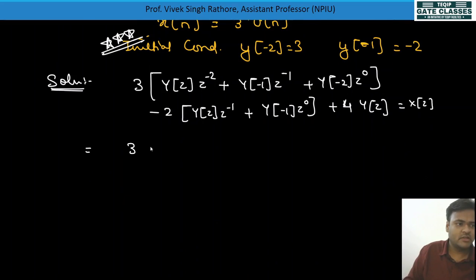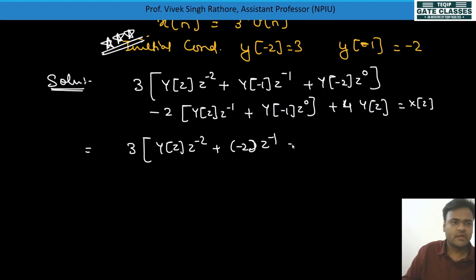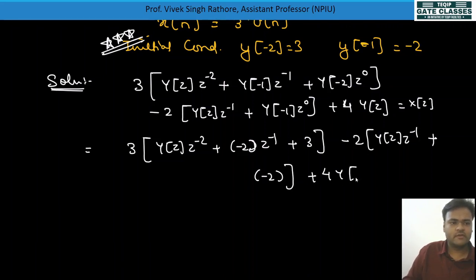Now we have considered the initial conditions. You can see 3 Y(z) z to the power minus 2, plus y(minus 1) value, which is minus 2, so minus 2 z to the power minus 1, plus y(minus 2) value, which is 3, minus 2 Y(z) z to the power minus 1, plus y(minus 1), its value is minus 2, so we'll write minus 2, and plus 4 Y(z) is equal to X(z).